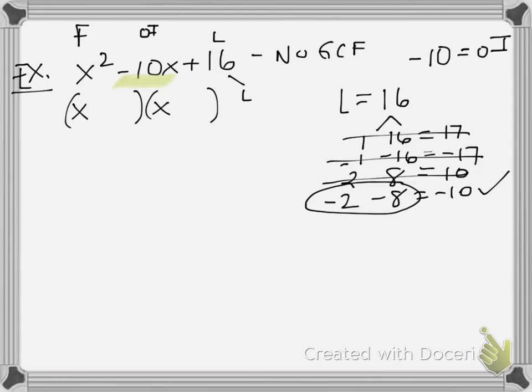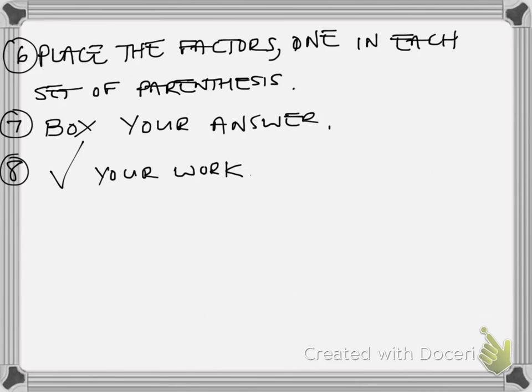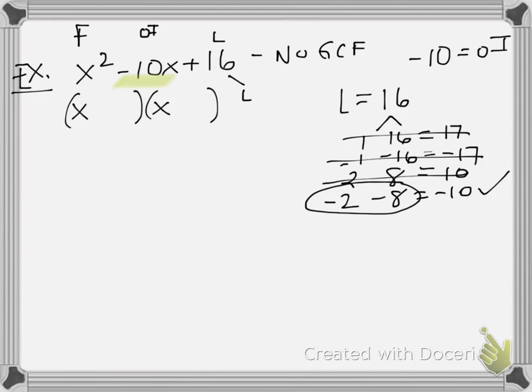So what I'm going to do now, if you go back to your steps, step 5 says find factors of your L term that add to create your OI term. We've done that. That's the negative 2 and negative 8. Okay, now we're going to place the factors, one in each set of parentheses. So what that means is I'm going to take this negative 2 and put it here. I'm going to take the negative 8 and put it here. If all went right and I did this right, that is my answer. That's my solution. x minus 2 times x minus 8.